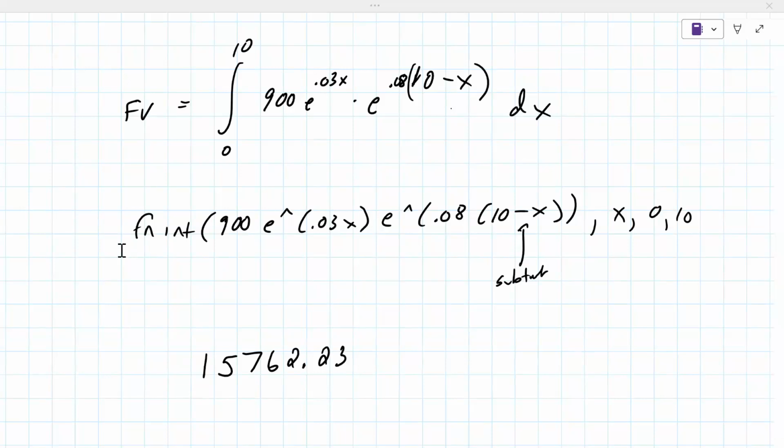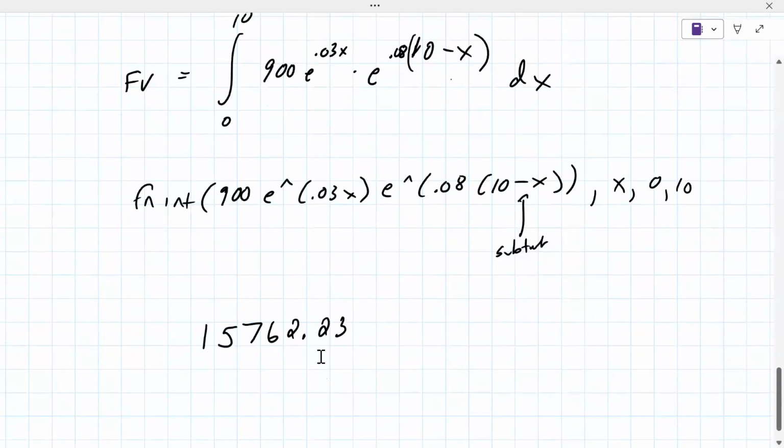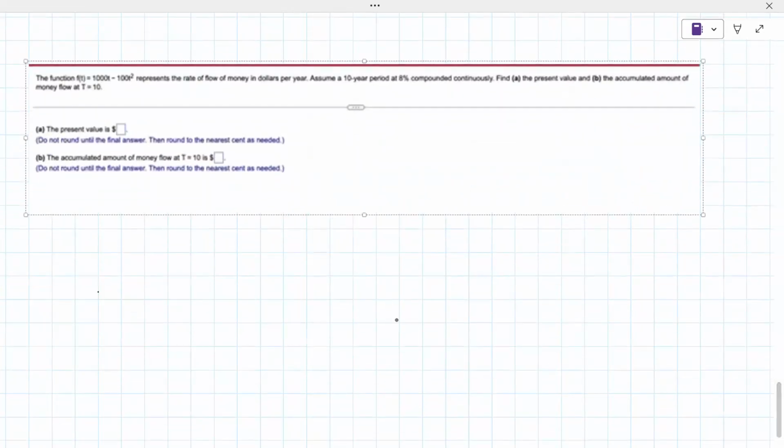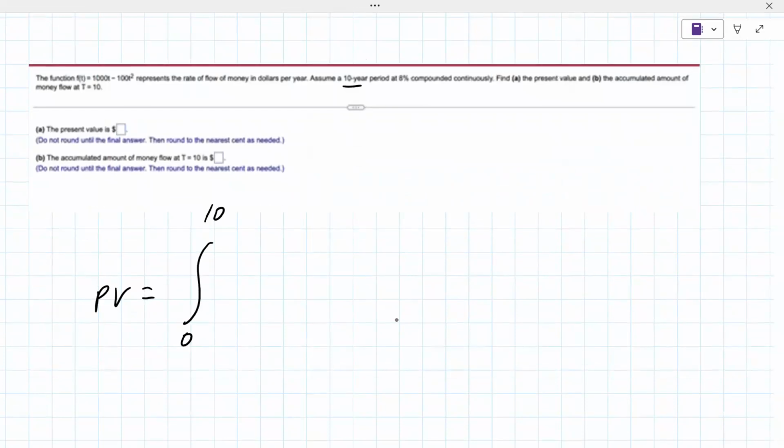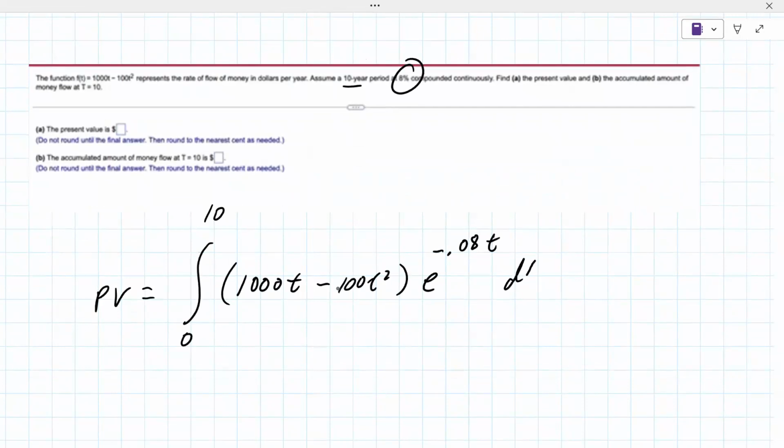Just a couple more of these. Okay, so the present value here, you take the integral from 0 to 10 years of that function, which is 10,000 t minus 100 t squared in parentheses, e to the minus 0.08 t, that comes from this right here, dt.